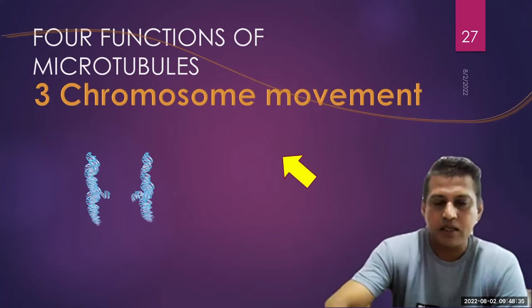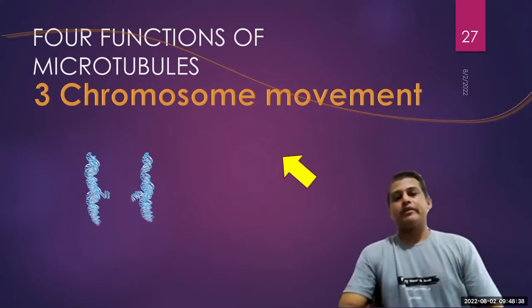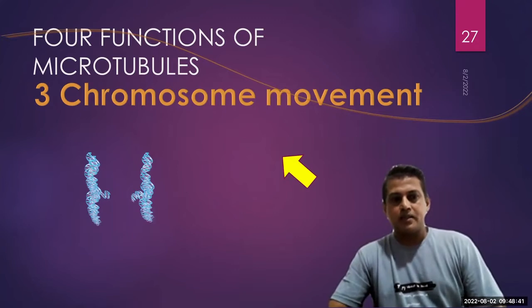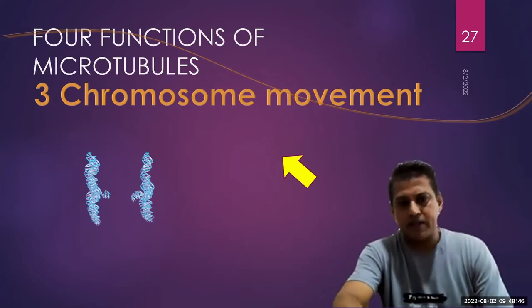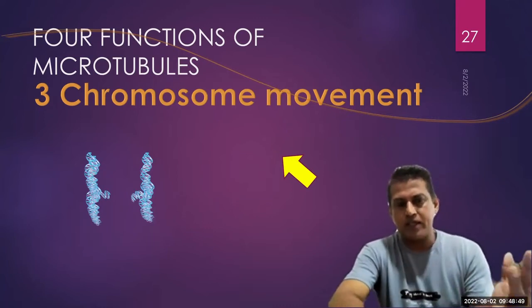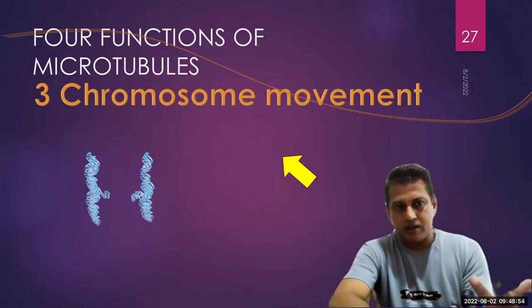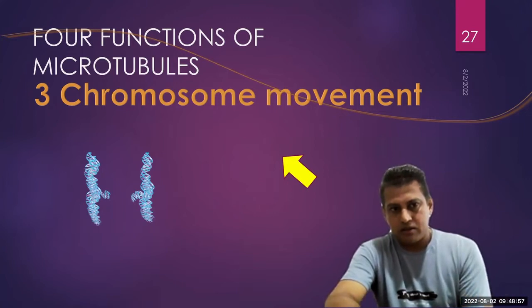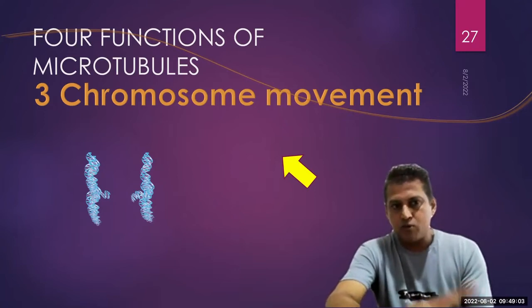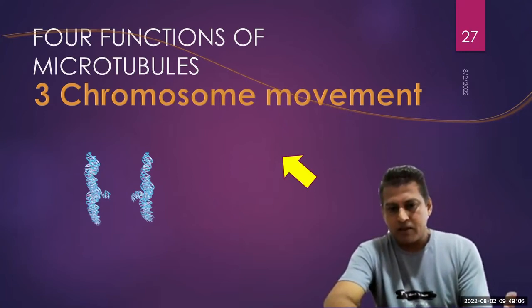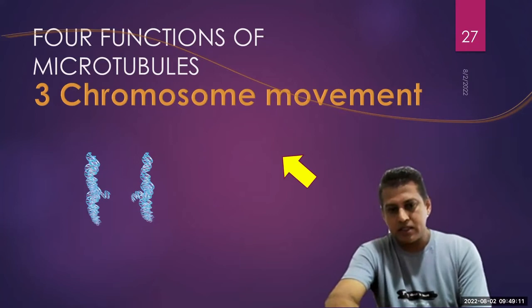Yeah, it's only three, but the fourth one is the shape of the cell. I think I forgot to add one here. Okay, first one is the shape of the cell. Second one is the movement of the cells. Third one is chromosome movement. The fourth one is, yes, Chitsara, you're right, the organelle movement.